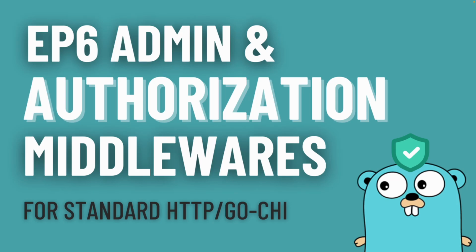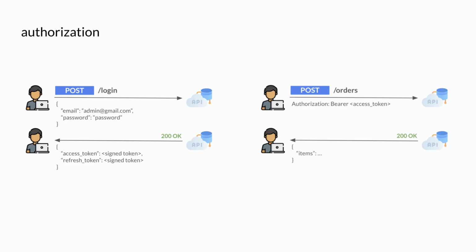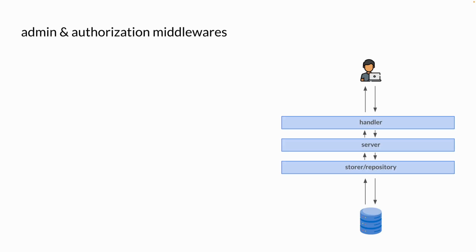Now that we have our JSON web token, let's add admin and authorization middlewares to only allow authorized users and admins to access certain endpoints. If you remember our last episode, our login endpoint gives us the access token we can use. We can now pass this token in the authorization header to gain access to certain endpoints that require authorization. And we need middleware to enable authorization.